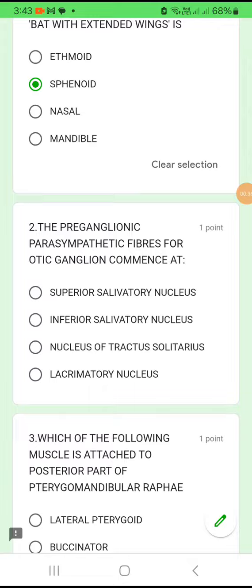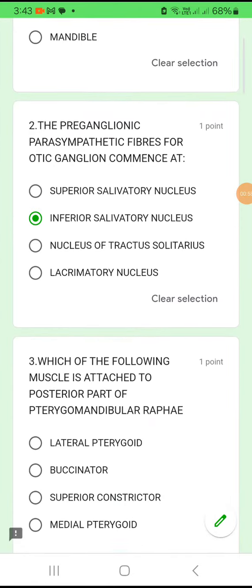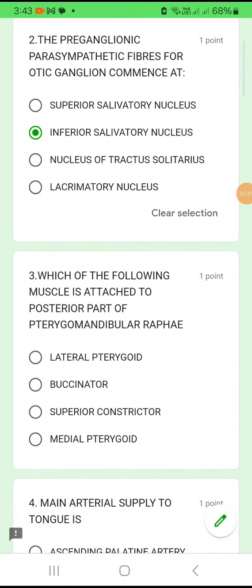Question number 2. The preganglionic parasympathetic fibers for the otic ganglion commence at which region? Superior salivatory nucleus, inferior salivatory nucleus, nucleus of tractus solitarius, or lacrimatory nucleus. The preganglionic parasympathetic fibers originate in the inferior salivatory nucleus, option B.